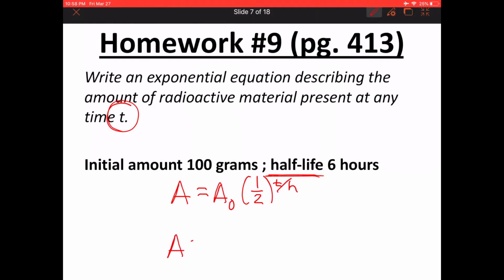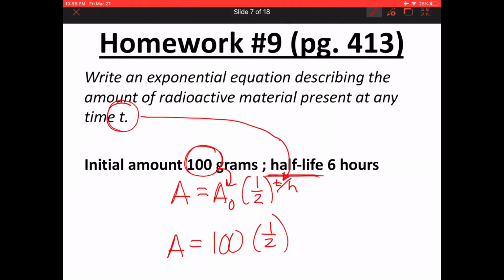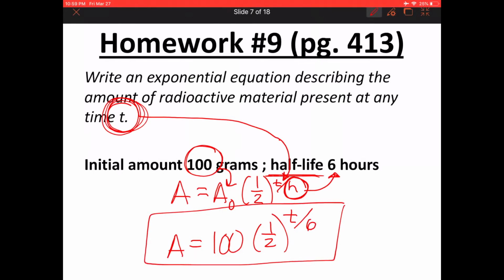So to set up my final answer, instead of A sub 0, my initial amount is 100, so I'm going to plug that in for A sub 0. Then I have 1/2. T is the amount of time that has passed, but again, my directions tell me specifically we don't know how much time has passed. So I'm just going to leave T. H represents the half-life, and notice they tell me the half-life is 6 hours, so I just put in the number 6, and there's my final answer. I have set up the equation to represent the situation they've given us.